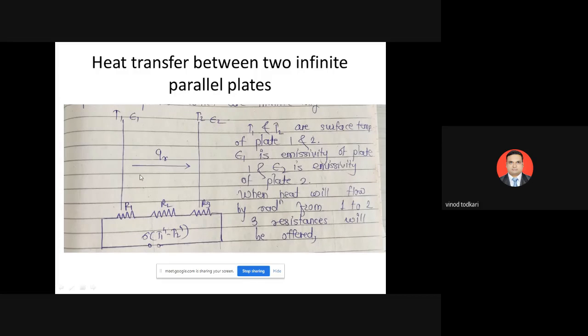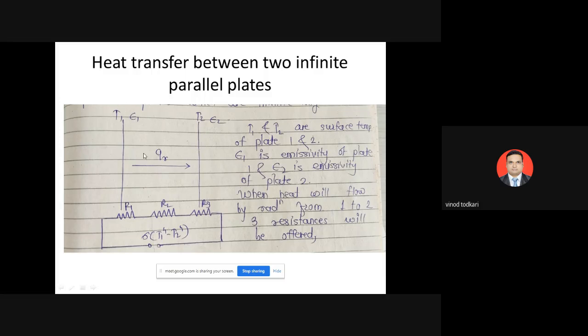Now what we have to find? We have to find how much heat is flowing from plate 1 to plate 2. How much heat is flowing? What is the heat transfer rate by radiation from plate 1 to plate 2? So this case is of two parallel plates, two parallel infinite plates. Their lengths are infinite, right?